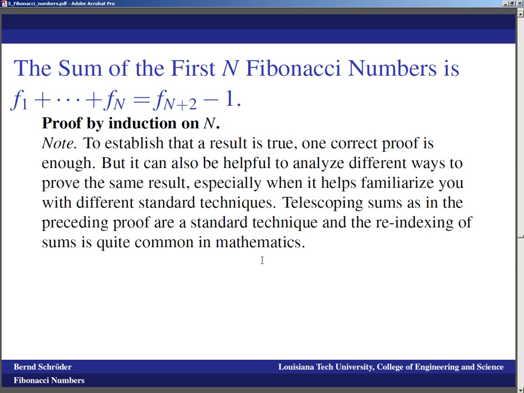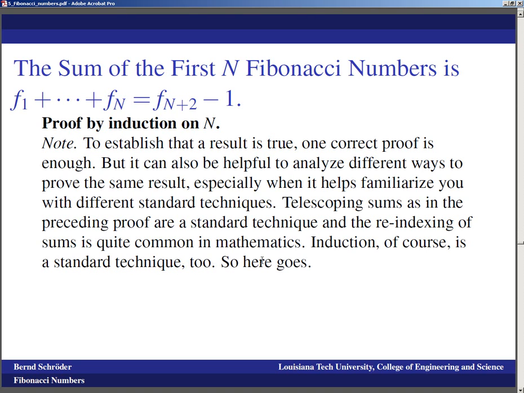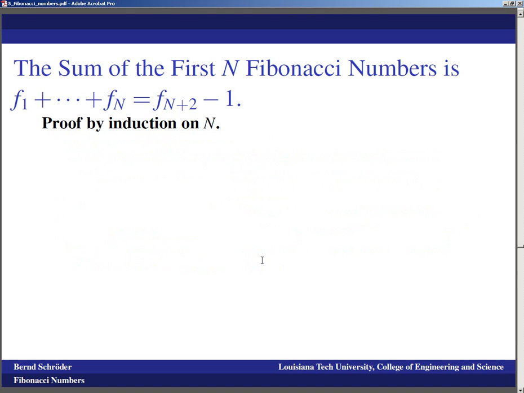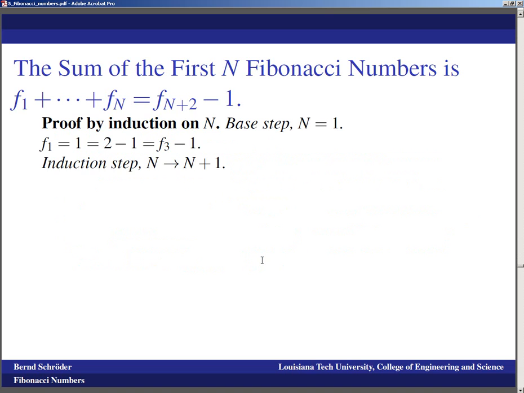Especially when it helps familiarize you with standard techniques, it's something that we ought to do. Telescoping sums are standard techniques, and reindexing of sums is quite common, but induction, of course, is a standard technique too. So here goes. Proof by induction on n. Well, the base step is n equals 1. And f1 is 1, which is 2 minus 1, which is f3 minus 1. You just look at the numbers, that's it.